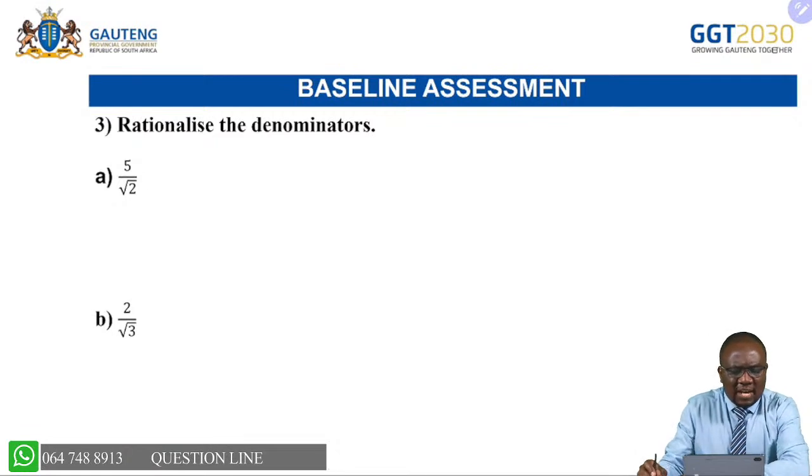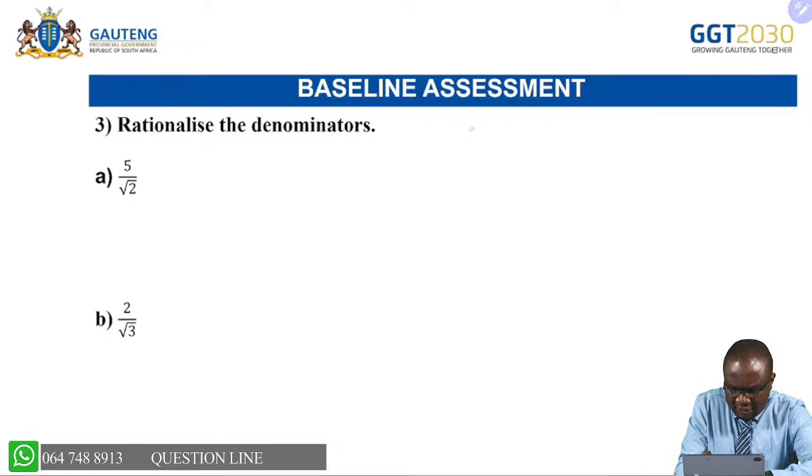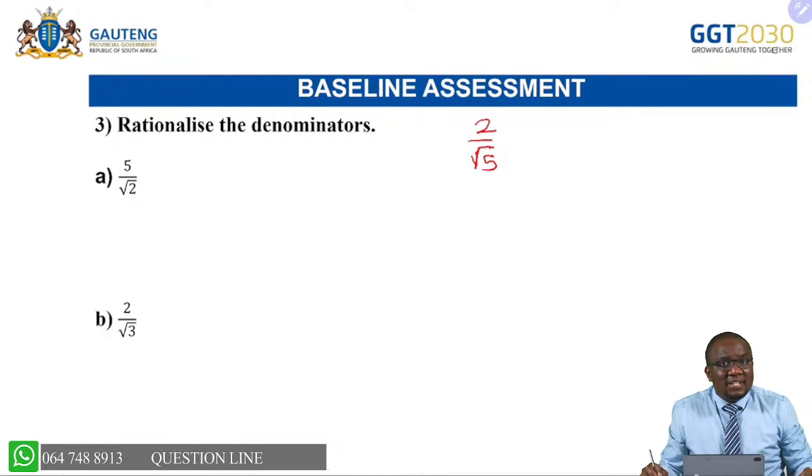What is to rationalize the denominator? Let's say I have a fraction, which is, let me say, 2 over root 5, square root of 5. What is my denominator here? It is the square root of 5. And square root of 5 is irrational.